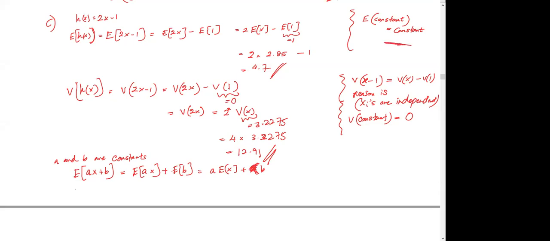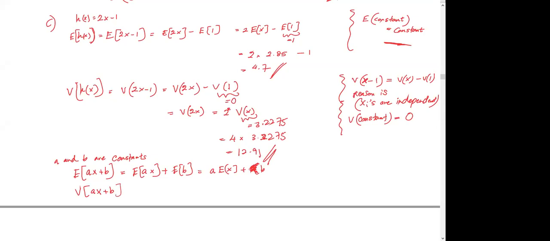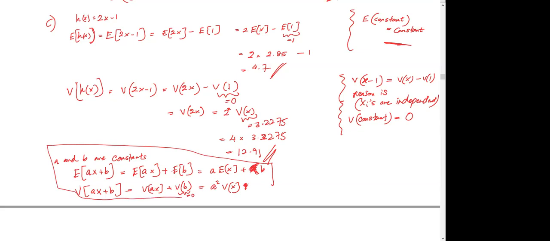If you have the variance of ax plus b, this equals variance of ax plus variance of b, which equals a squared variance of x plus 0. So you don't need this since it equals 0. This is the final result that you can get from this question.